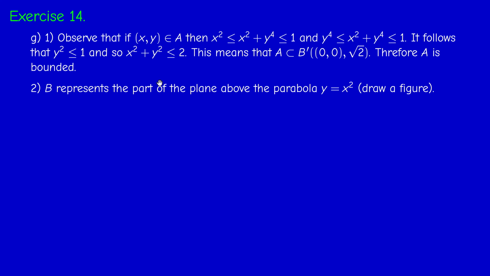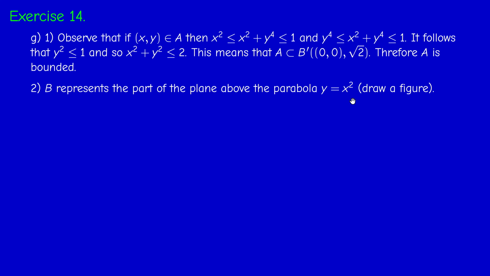Now, the second question. B is the set of (x, y) such that y is bigger or equal than x squared. So, as you should know, this is the part above the graph of the parabola y equals x squared. And if you can, always draw a figure, to guide your reasoning. Now, it should be clear, intuitively at least, that this part above the parabola is of course unbounded because it cannot be contained in a ball.